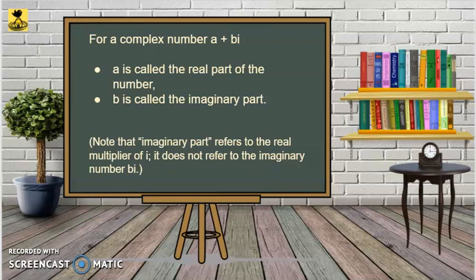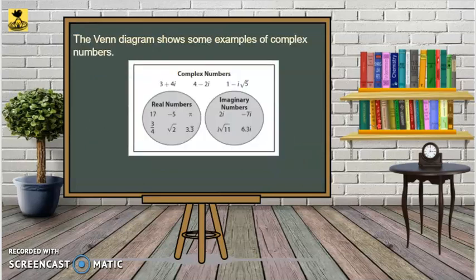Okay, so I want you to observe this Venn diagram. It shows some samples of complex numbers, like 3 plus 4i, 4 minus 2i, 1 minus i square root of 5. And under complex numbers are two sets of numbers, the real numbers and imaginary numbers.